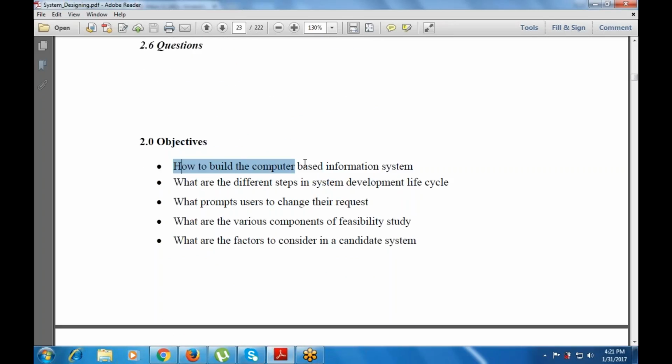Now, what is the main objective? How to build the computer-based information system? What are the various stages within the information system, and how to use the information system? This feasibility study also shows what are the various components that are used.